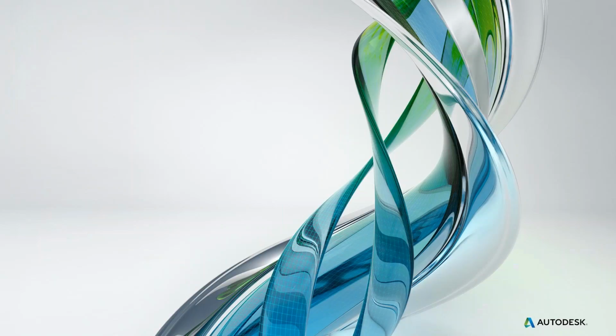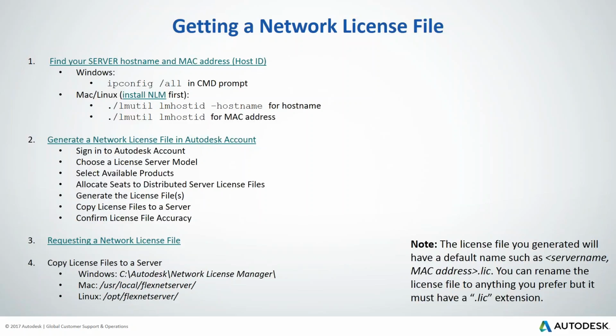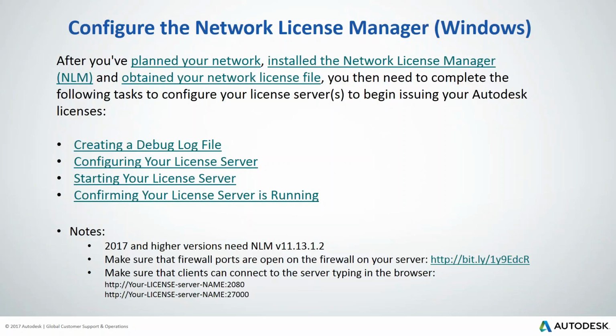Once you have gotten your license file, you can copy it to here. These are the default paths for each network license manager. For Windows it will default to Autodesk Network License Manager. For Mac and Linux it will be different. Once you have installed your network license manager and gotten your network license file, you can proceed with your configurations. Let me show you a simple one on how you can set it up.